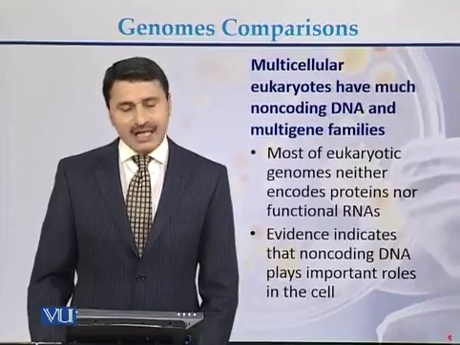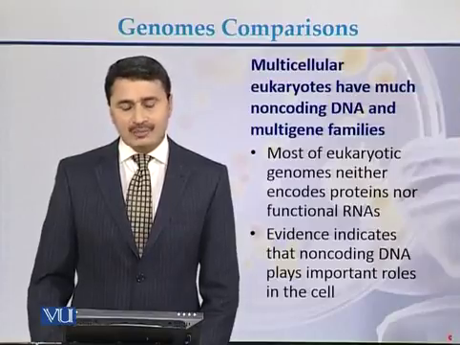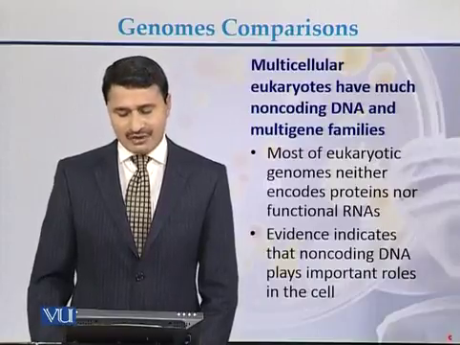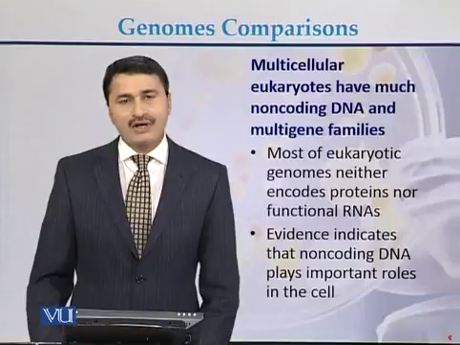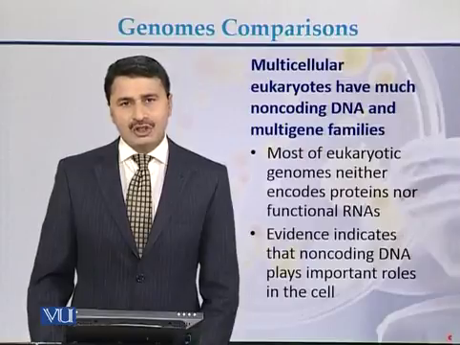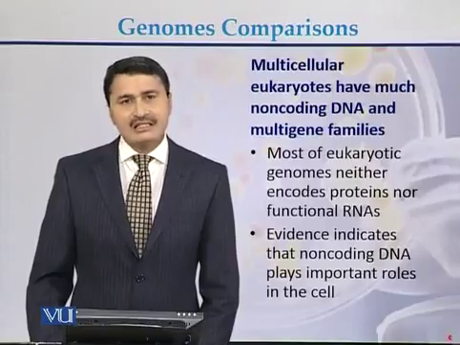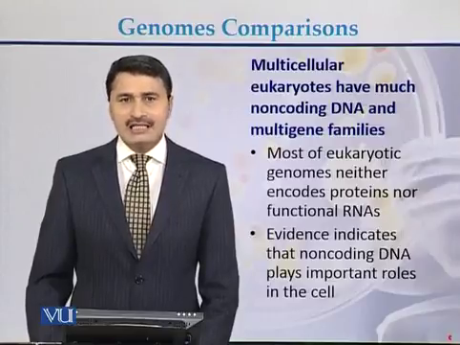Multicellular eukaryotes have much non-coding DNA and multi-gene families. Most eukaryotic genomes neither encode proteins nor functional RNAs. This type of DNA is called junk DNA, meaning it does not encode either polypeptides or functional RNAs. Evidence now indicates that non-coding DNA plays an important role in the cell.